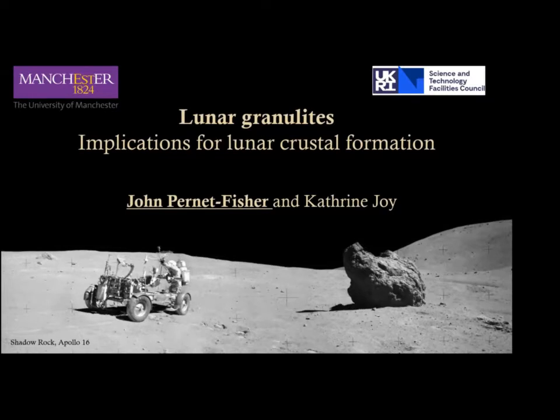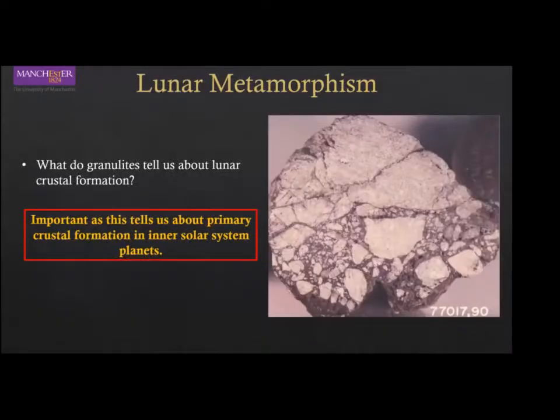Metamorphism on the moon, and in particular the granulite suite of rocks that we have, are particularly important, specifically in terms of understanding the protolith of these granulite rocks, because they feed into a story about how the lunar crust acquired its first primary crust and how crustal formation occurs on the moon.